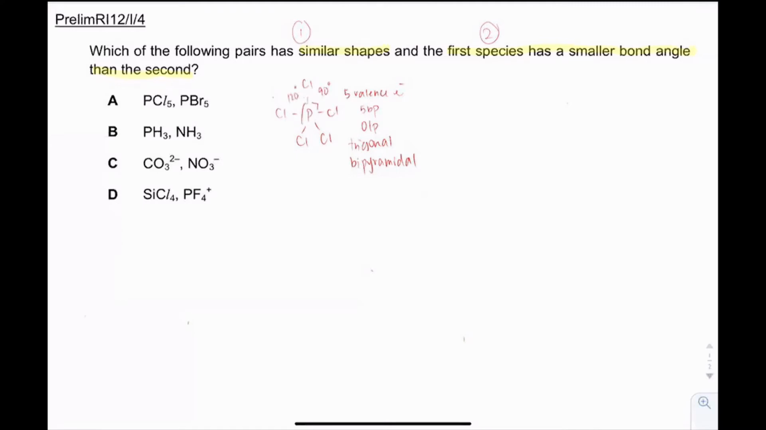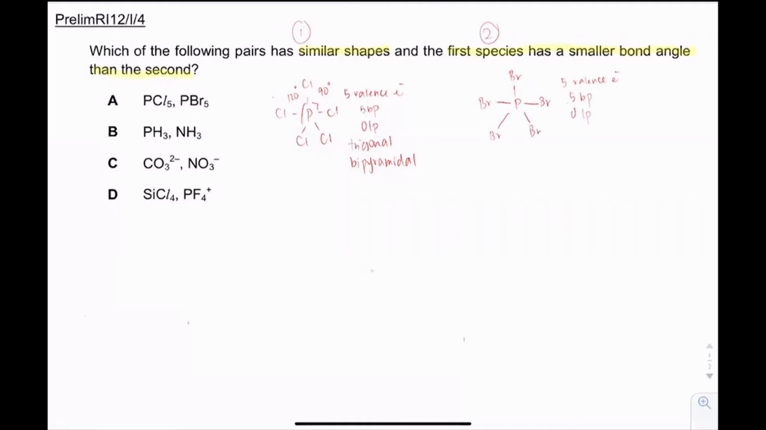What about PBr5? So P again has 5 valence electrons. So same thing because there's 5 PBr. So 5 bond pair, 0 lone pair, trigonal bipyramidal. So I'm not going to write it again. But there's just one difference. Br has one additional electron shell. So hence the PBr bond length is longer than the PCl bond.